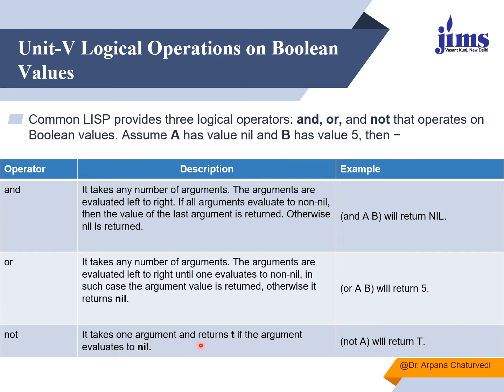NOT takes one argument only and returns true if the argument is evaluated as nil. So in case of A, as it is nil, it will evaluate it as nil and return true. But if we say not B, B is holding the value 5, it will return false.